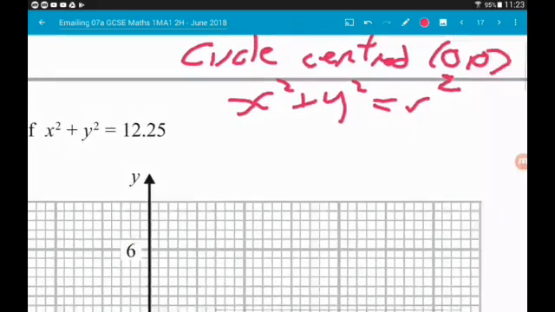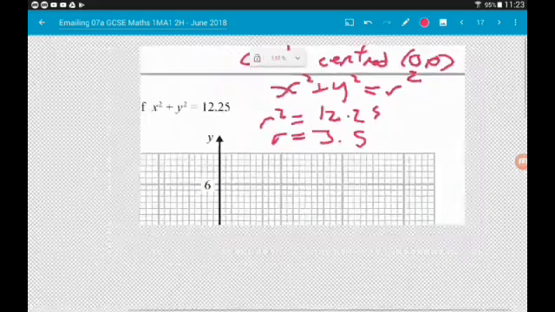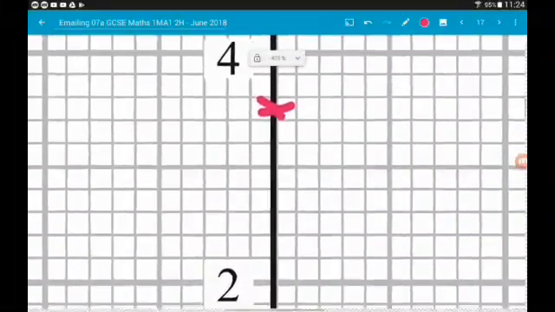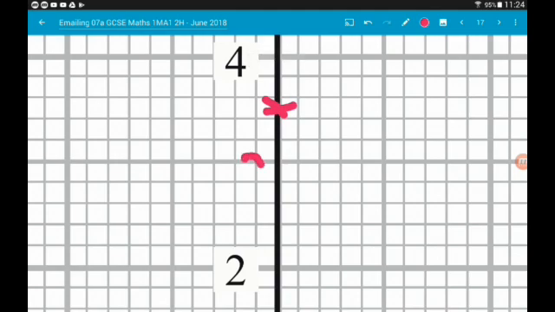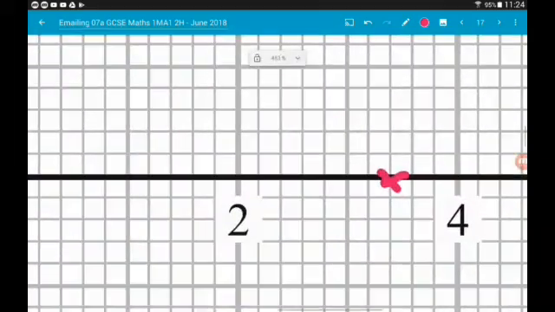Now r squared is 12.25. If we square root that, we get the radius is 3.5. So we need to draw a circle with a centre at 0, 0, going through 3.5 or minus 3.5 on all of the axes. They've even given us a stupid scale. So we go from 2 to 4, so 3 would be there. So 3.5 is the red cross. And that's the same on each of the axes.